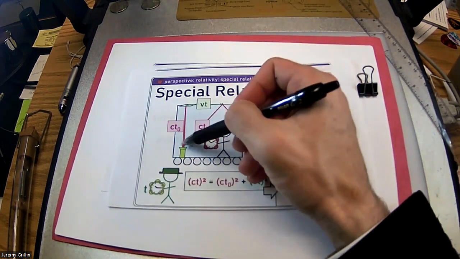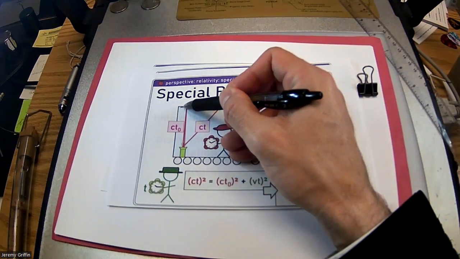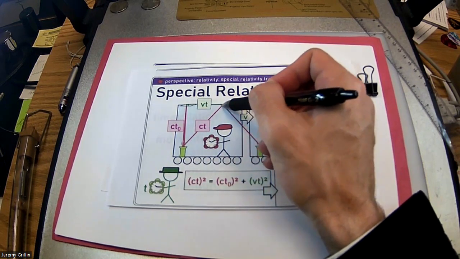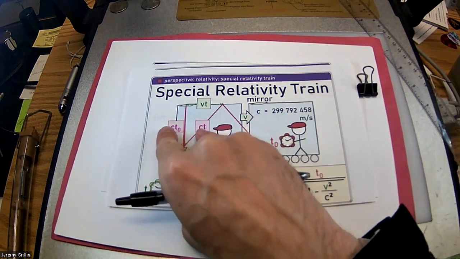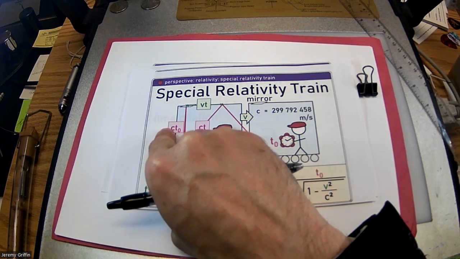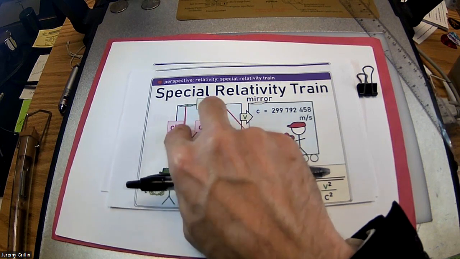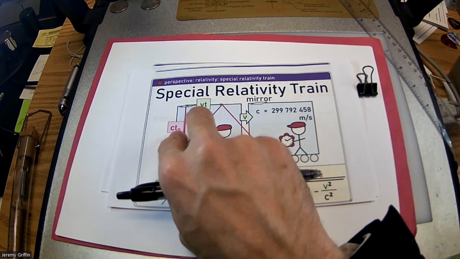This guy inside the train says the light beam, let's just cut the problem in half, went up to the mirror, went the distance CT naught, and the guy outside the train says, no, it actually traveled along this diagonal path CT. The fact that they both agree on what the speed of light is, c, means that the distances are different, but the speeds are the same, so they have to be perceiving different passages of time. You guys see that?